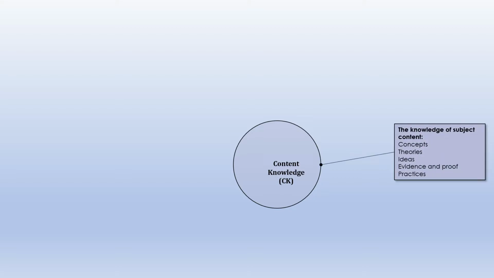But first I will explain the three different domains. The first domain is the content knowledge. This is the knowledge of the subject content, such as concepts, theories, ideas and models. What do you want your students to learn? What are your learning goals? The content of a program about history differs from the content of a program about astrophysics.